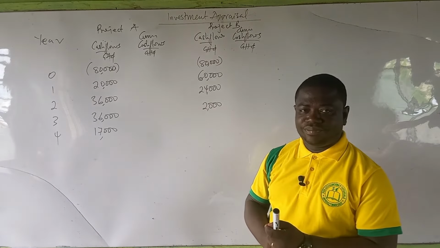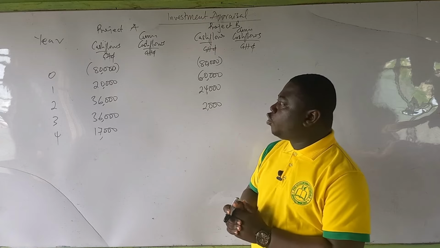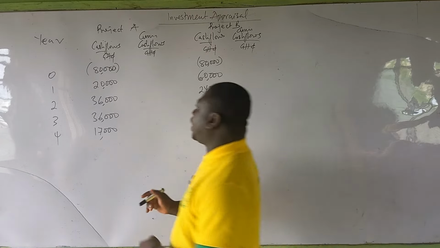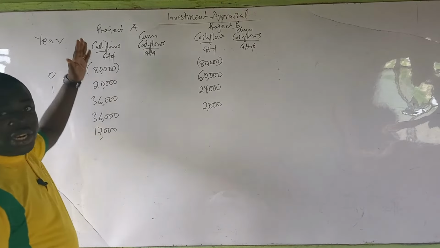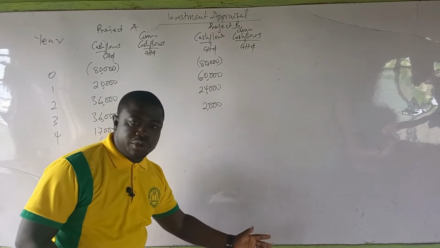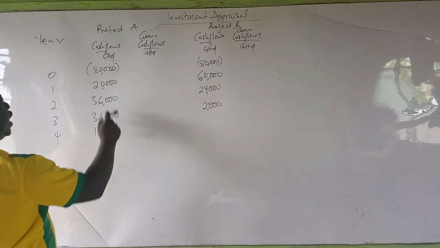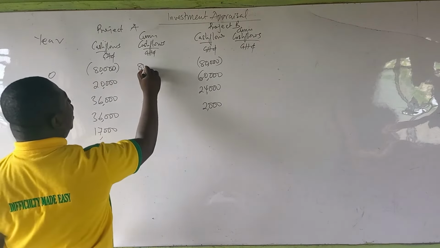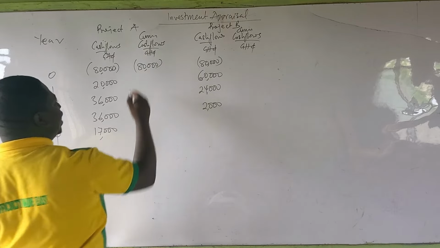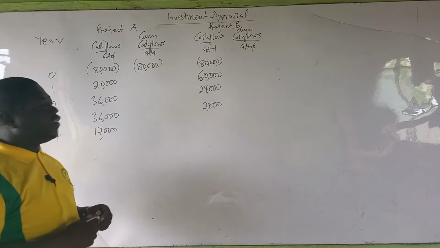Very simple. So how do we find the cumulative cash flows? Let us look at that. Now, in year 0, we made a cash outflow of 80,000. We are dealing with project A first, and then we can also do project B. For project A, it means that in year 0, the cumulative cash flow was still 80,000 negative because we have not recovered any of it.